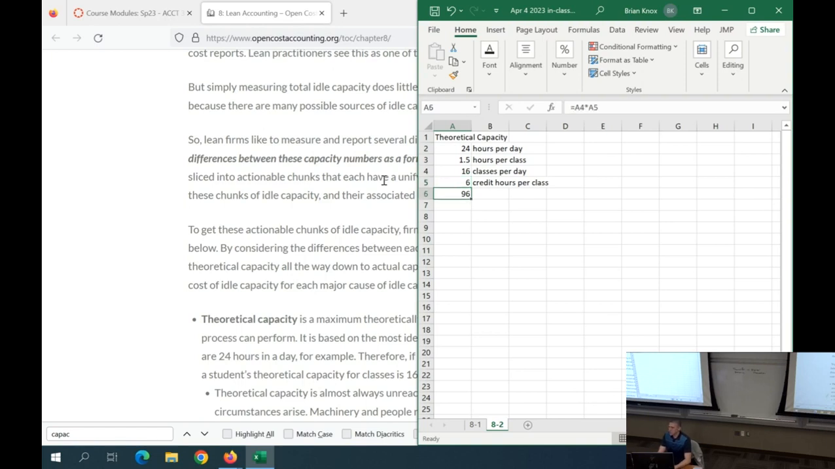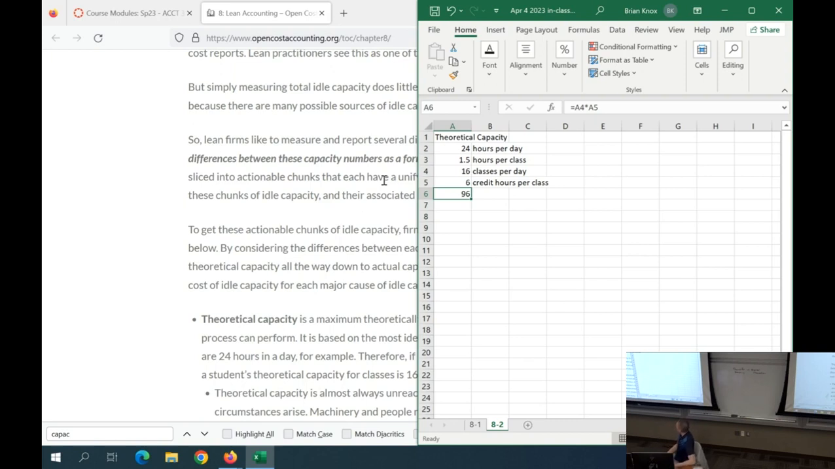And so, any of you been here for longer than a semester and a half? What's taking you so long? This is your capacity. 96 credit hours a semester, right? Okay. The emphasis on impossibly ideal. What are some things we're missing?